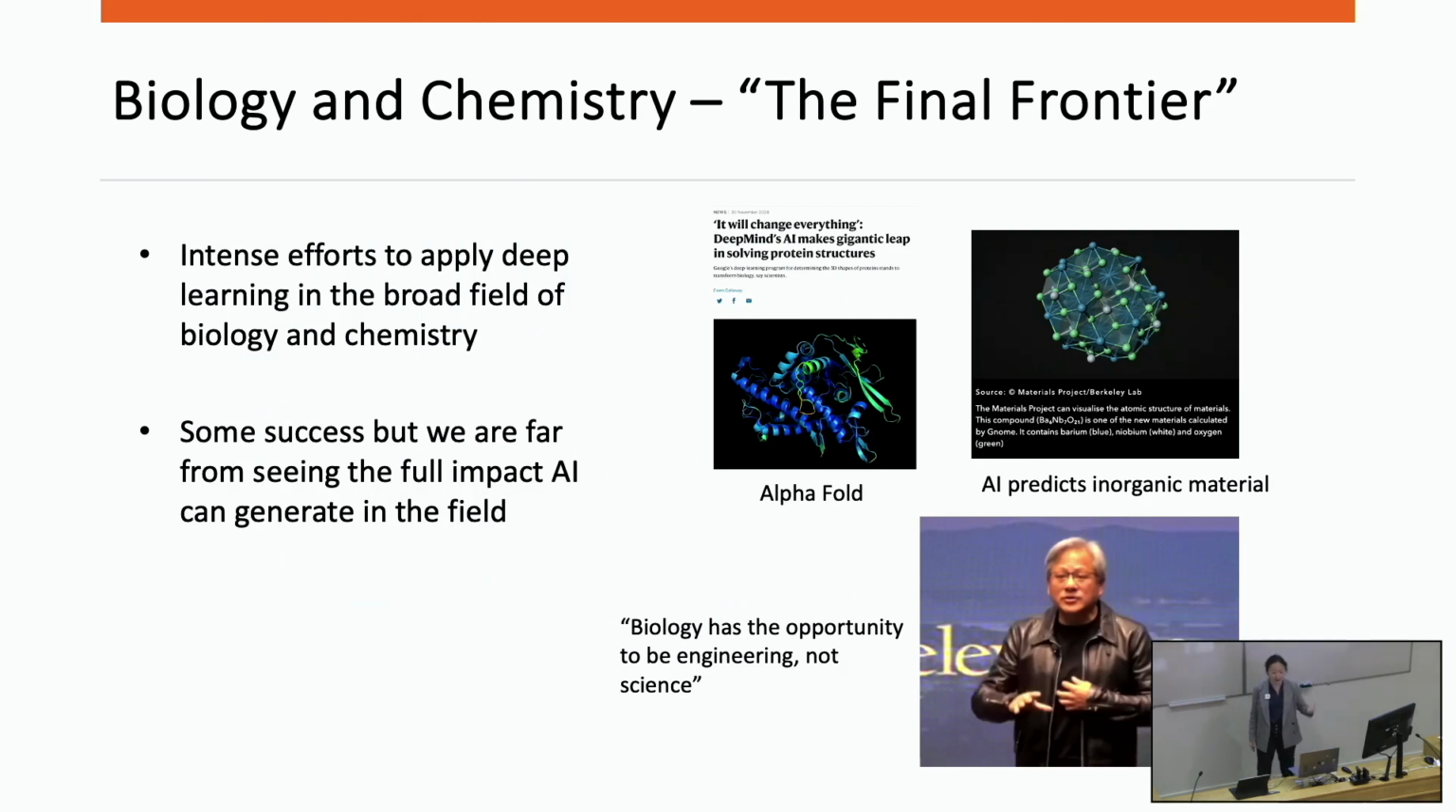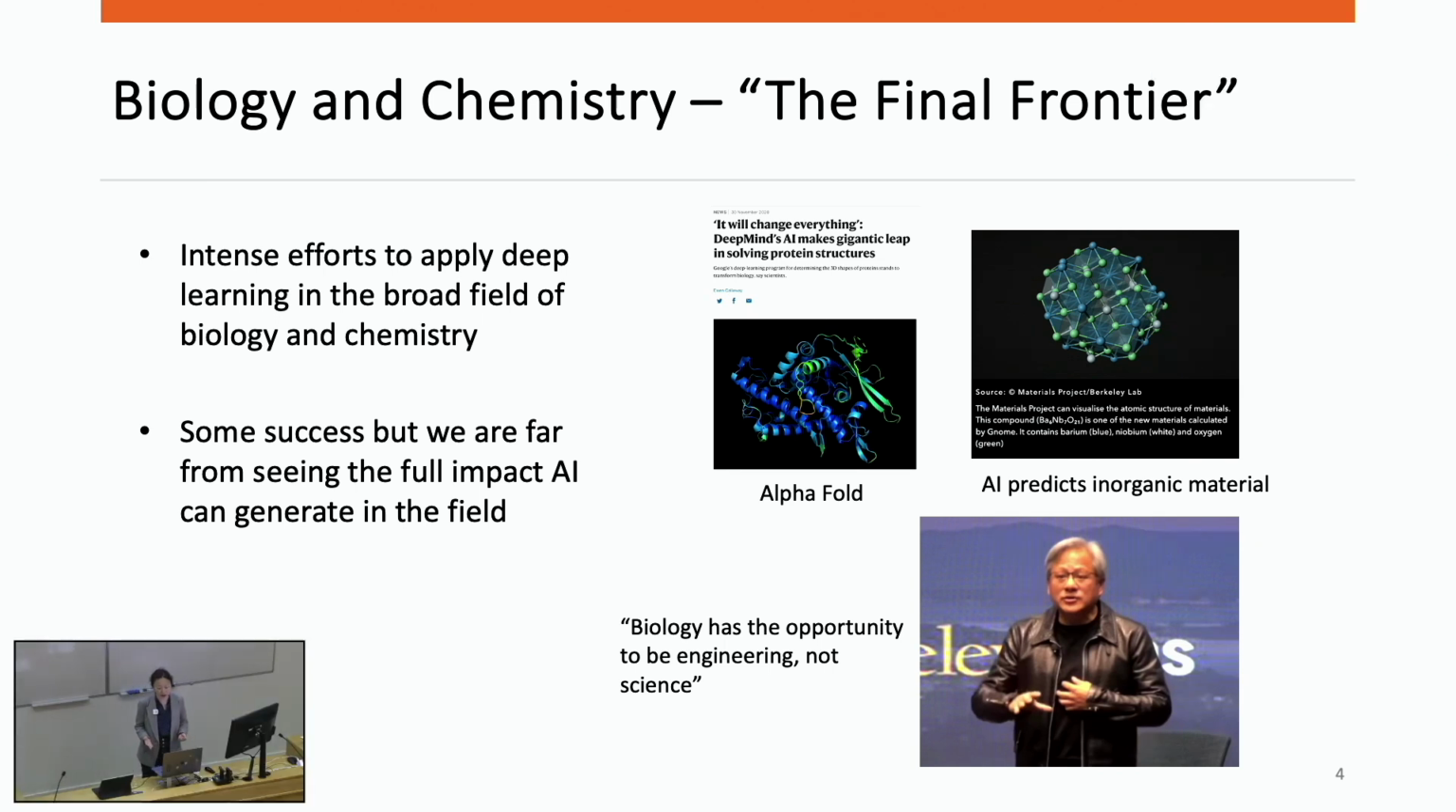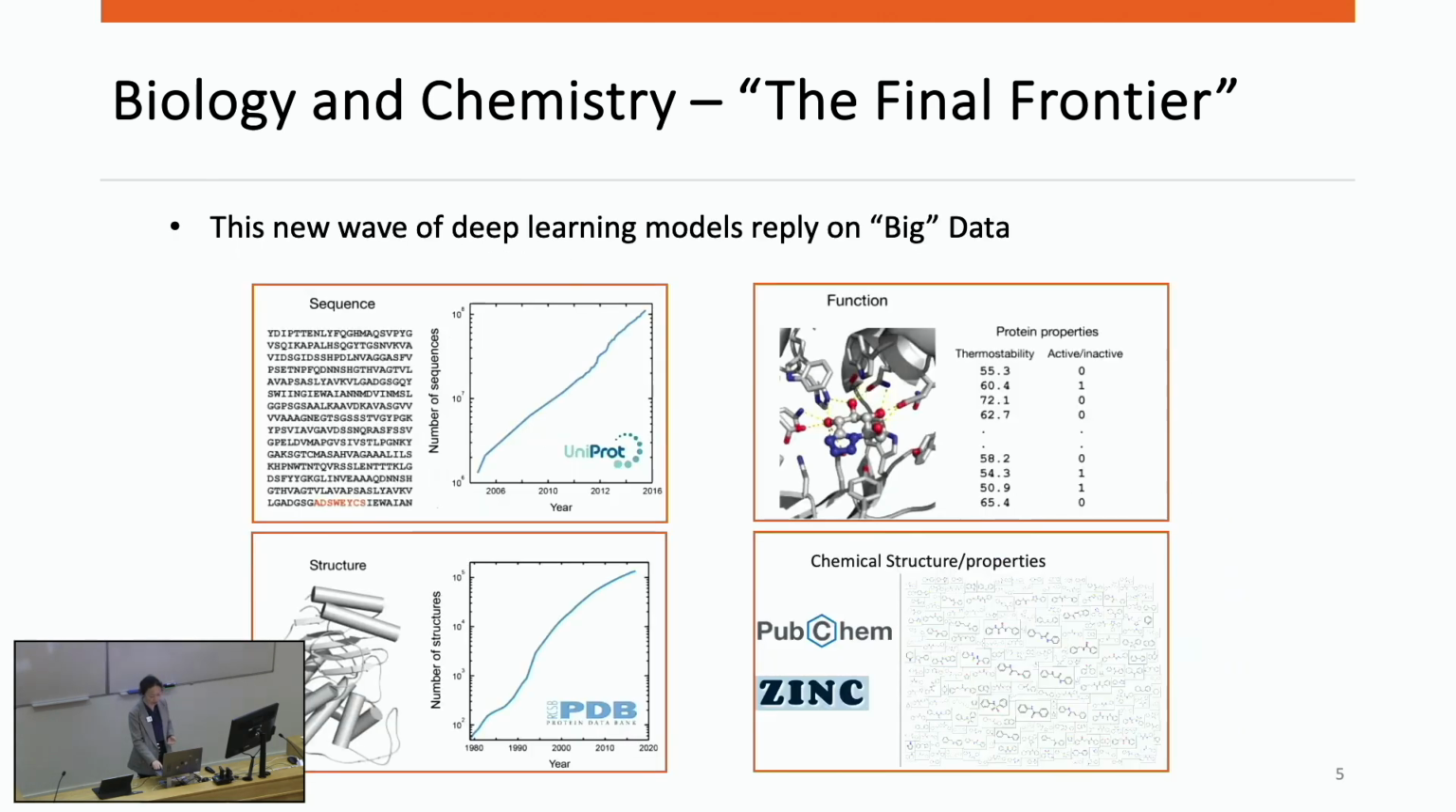Currently there's intensive effort to apply this new wave of deep learning algorithms and models in the broad field of biology and chemistry. AlphaFold is widely used at the moment, and Google developed a new model to predict inorganic materials last year. And this person, who has single-handedly made the black leather jacket trendy again, is rapidly expanding NVIDIA's team in drug discovery and biology. So we have seen some success, but we're far from seeing the full impact that AI can generate in the field.